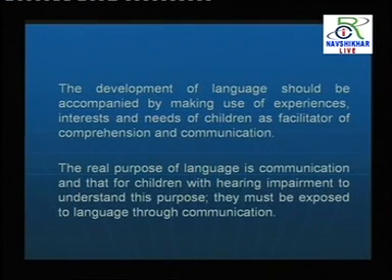Then the development of language should be accompanied by making use of experiences, interests and needs of children as a facilitator of comprehension and communication. The real purpose of language is communication, and for children with hearing impairment to understand the purpose, they must be exposed to language through communication.